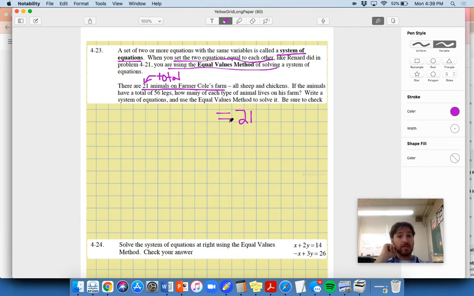Write a system of equations and use the equal value method to solve it. Be sure to check your answer, okay? Let's start the system of equations. Instead of writing our first equation here and second equation here, let's maybe define our variables real quick, okay?